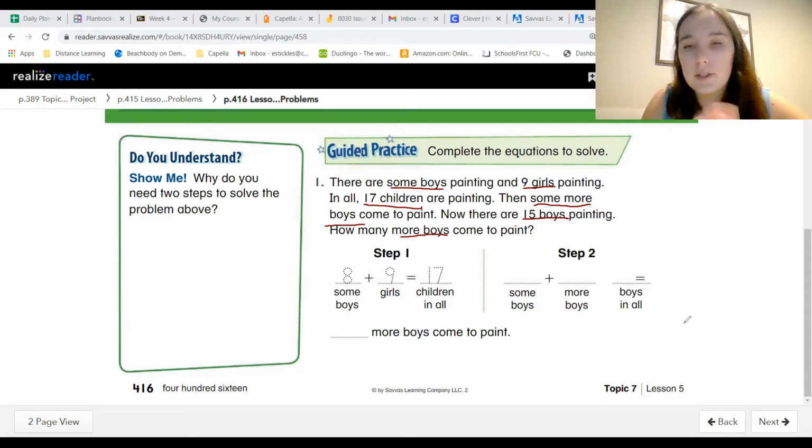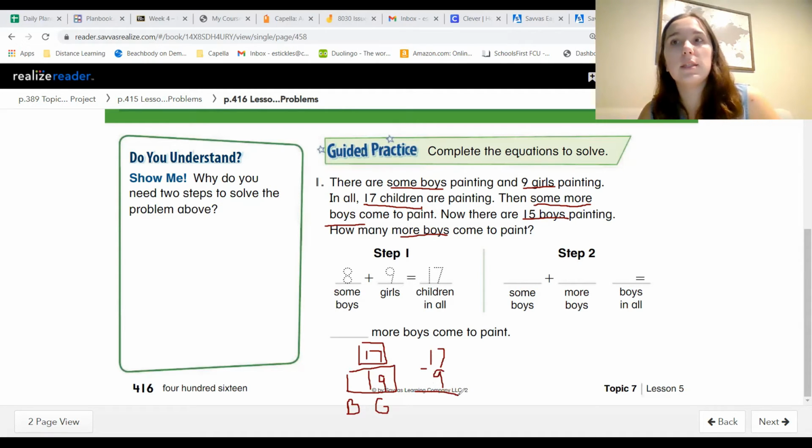Okay, so our first step is that we know there are 9 girls painting and there are 17 children in all. We need to figure out how many boys there are when we first started. So I'm going to draw a little bar diagram down here to help me. So I know 17 children in all, that's my total, so it's going to go at the top. And then I know that there are 9 girls, and then I need to find out how many boys. So this is girls right here, and this side is going to be the boys. So what I'm going to do is 17 minus 9, and that's going to tell me how many boys there were when we first started.